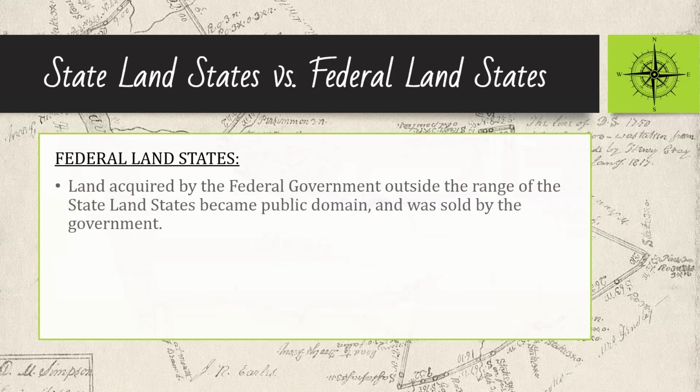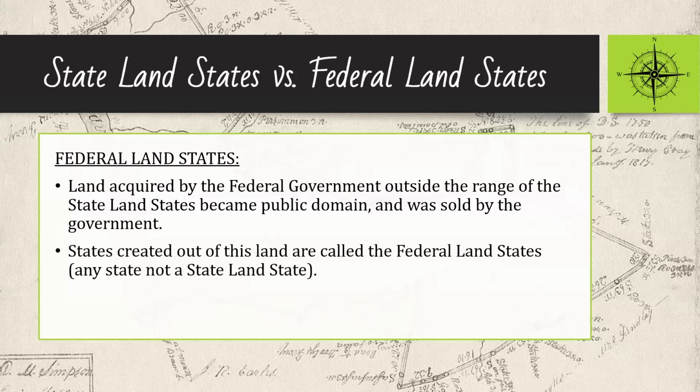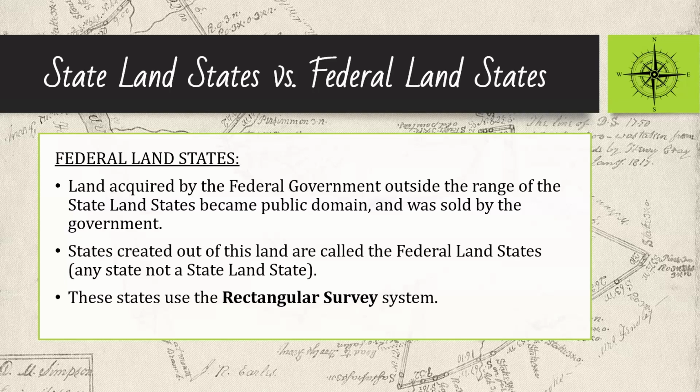Federal land states, this is the land acquired by the federal government outside of those states that use the state land system, and thus was sold by the government as public domain. So this is any state that is not on the previous list. Again, the handout can give you a good list of those. And these are going to be using what we call the rectangular survey township and range system.